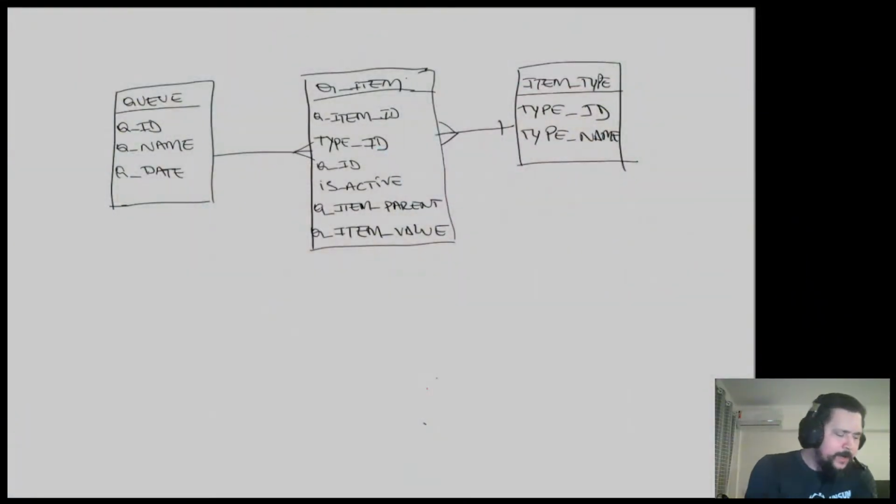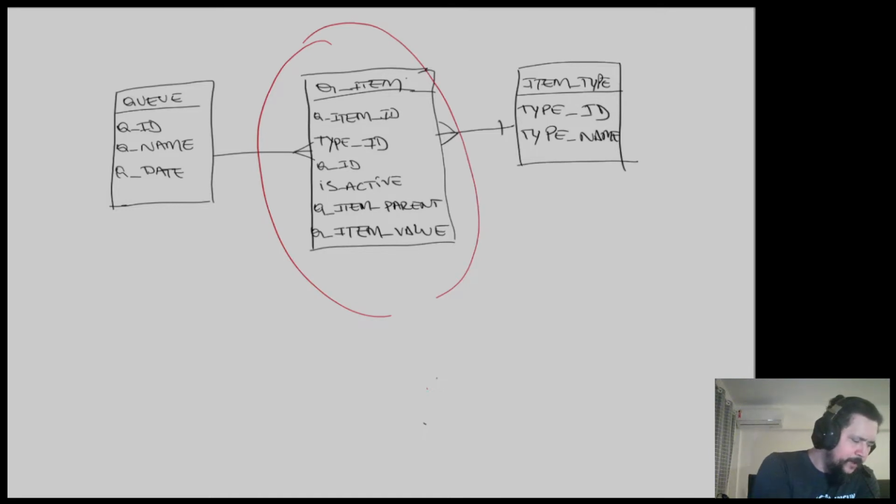So here I have this model. It's a very simple model where we have a table Q, a table Q item, that's the item of the Q as the name implies, and we have a type of the item of the Q. Actually, we are interested only in this table Q item here.